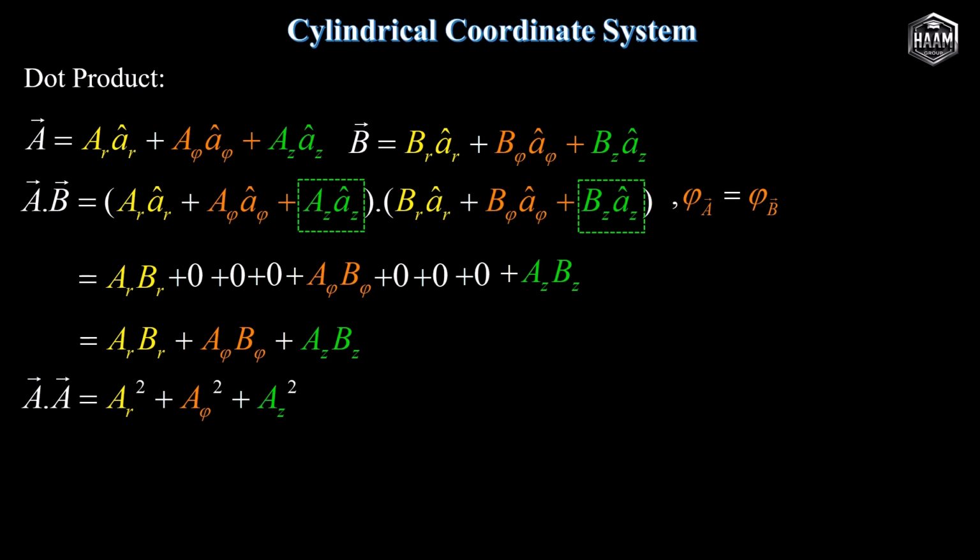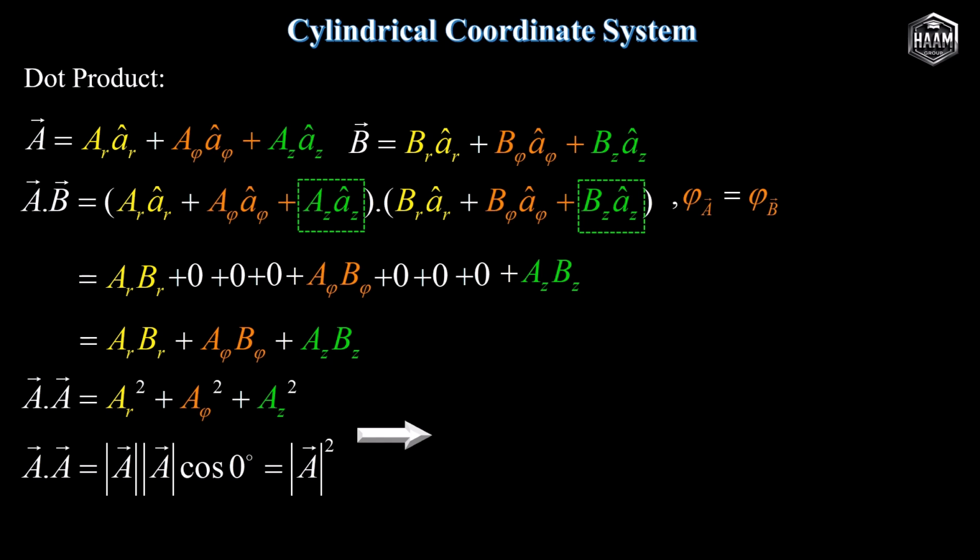Based on this proof, taking the dot product of vector A with itself yields A sub r squared plus A sub phi squared plus A sub z squared. By definition, A dot A also equals the magnitude of A times the magnitude of A times cosine of 0 degrees, which equals the magnitude of A squared. Equating these expressions yields the magnitude of vector A in cylindrical coordinates as the square root of the sum of its squared components.